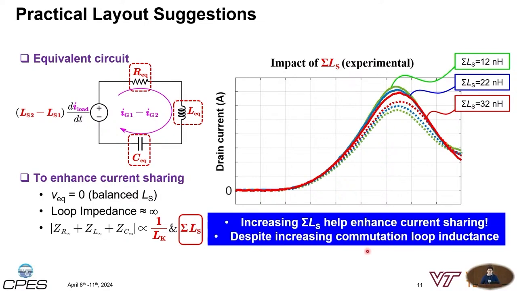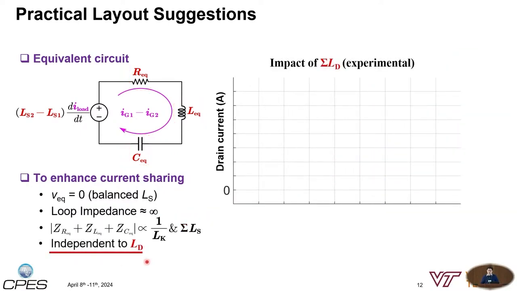And when we're talking about the commutation loop inductance, I want to show you another case where you increase your drain inductances, because it also results in a higher commutation loop inductance. But if you look at the waveform shown on the right-hand side, it's also the experimental waveforms.